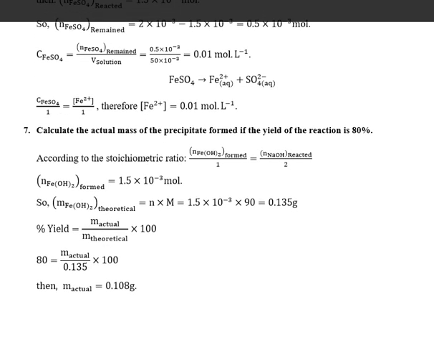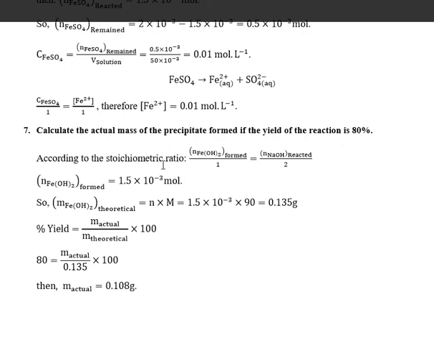In part 7, calculate the actual mass of the precipitate formed, which is Fe(OH)2, if the yield of the reaction is 80%. Let's revise the rule for the percentage yield. Percent yield is equal to mass actual over mass theoretical times 100. It's the actual quantity over the theoretical quantity. The actual quantity here we can calculate, since we are given that the percentage yield is 80%. And we can calculate the theoretical by using the stoichiometric ratio.